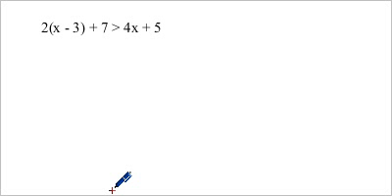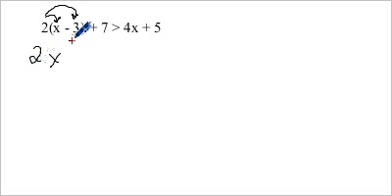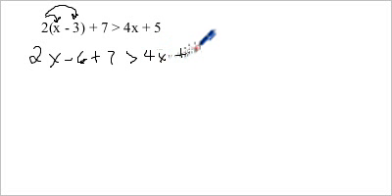There are quite a few steps to solving this inequality, so let's just take them one at a time. So we need to simplify this first of all because this represents the distributive property. So the first thing we're going to do is simplify this side of the equation. So let me apply the distributive property. So 2 times x, I'm going to have 2x, and 2 times negative 3, I'm going to have negative 6, plus 7 is greater than 4x plus 5.